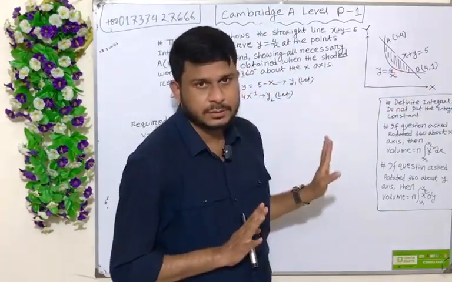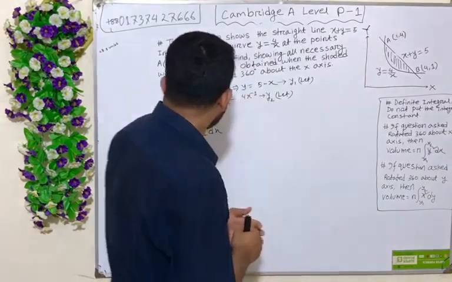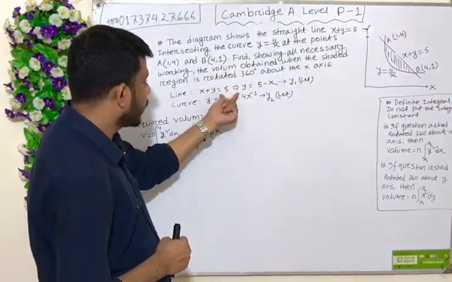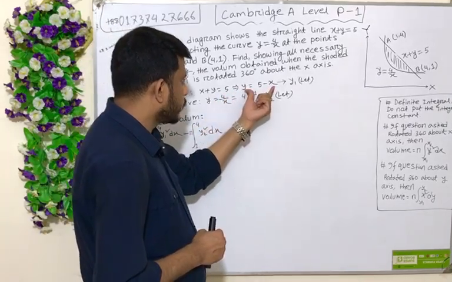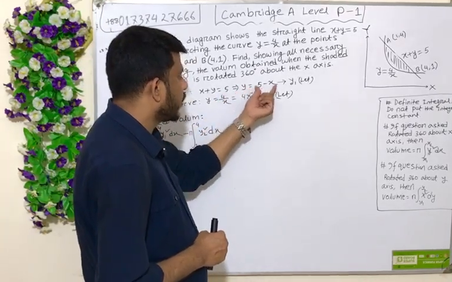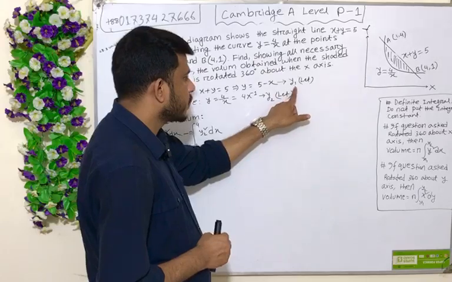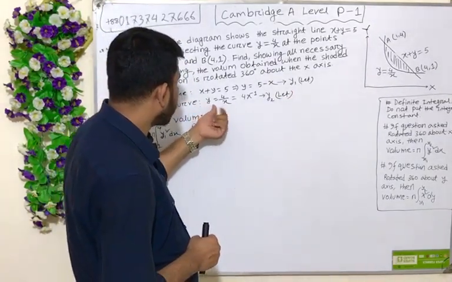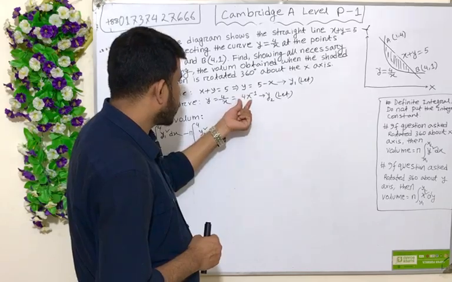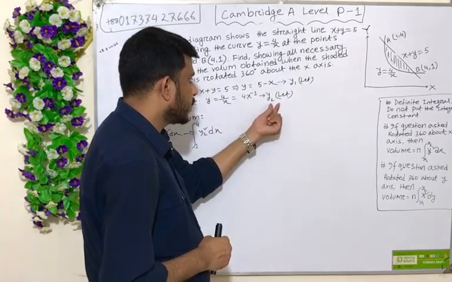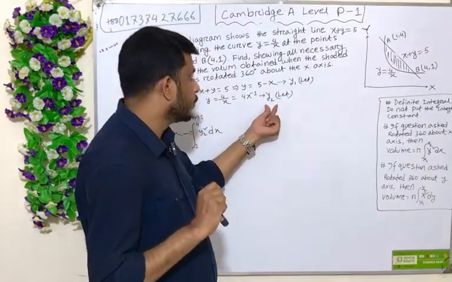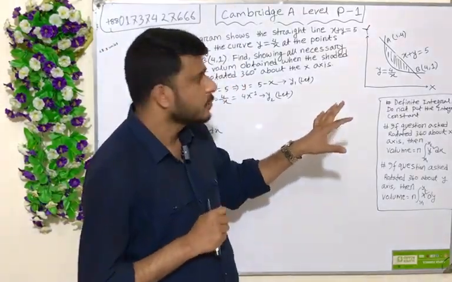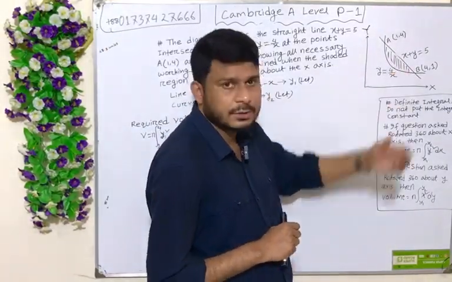Here, as you can see, this is a line x plus y equals 5, and converting it, we can write y equals 5 minus x. Let this equal y1. And this is the curve equation, y equals this, and converting it, we can write this, and let this equal y2. Our main aim is to find the volume of this shaded region.